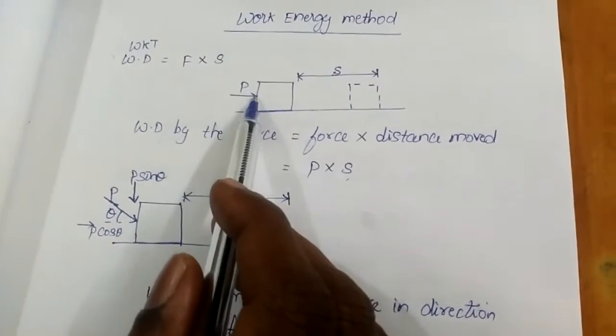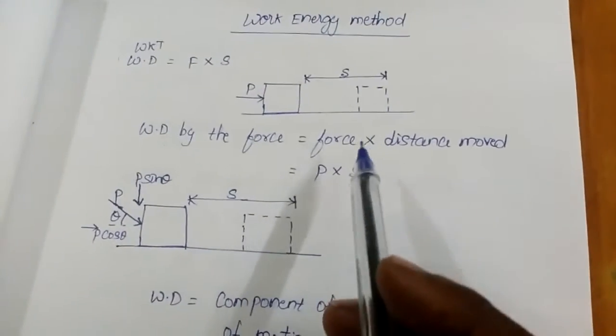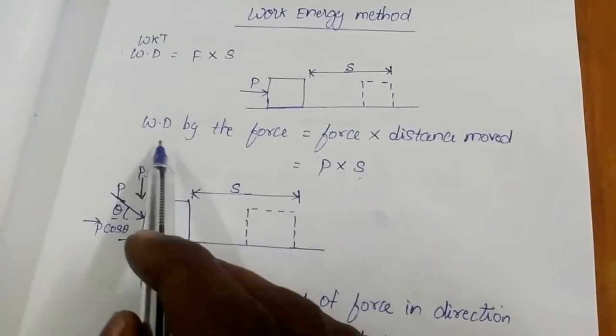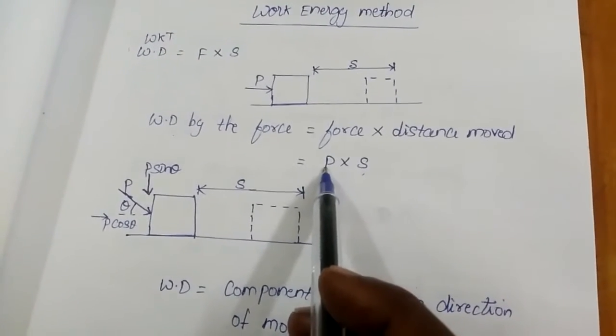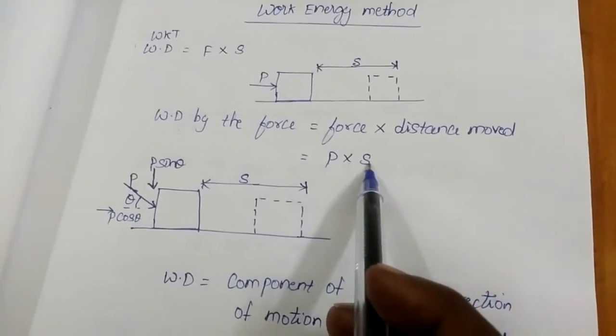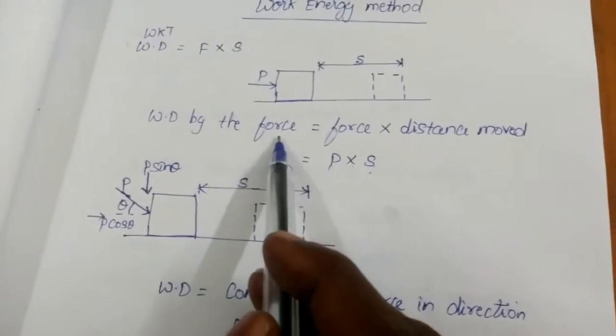So the applied force is P and the distance moved by this body is s. So we can give the relation as the product of force, that is P into distance, which will give you the work done by the force here.